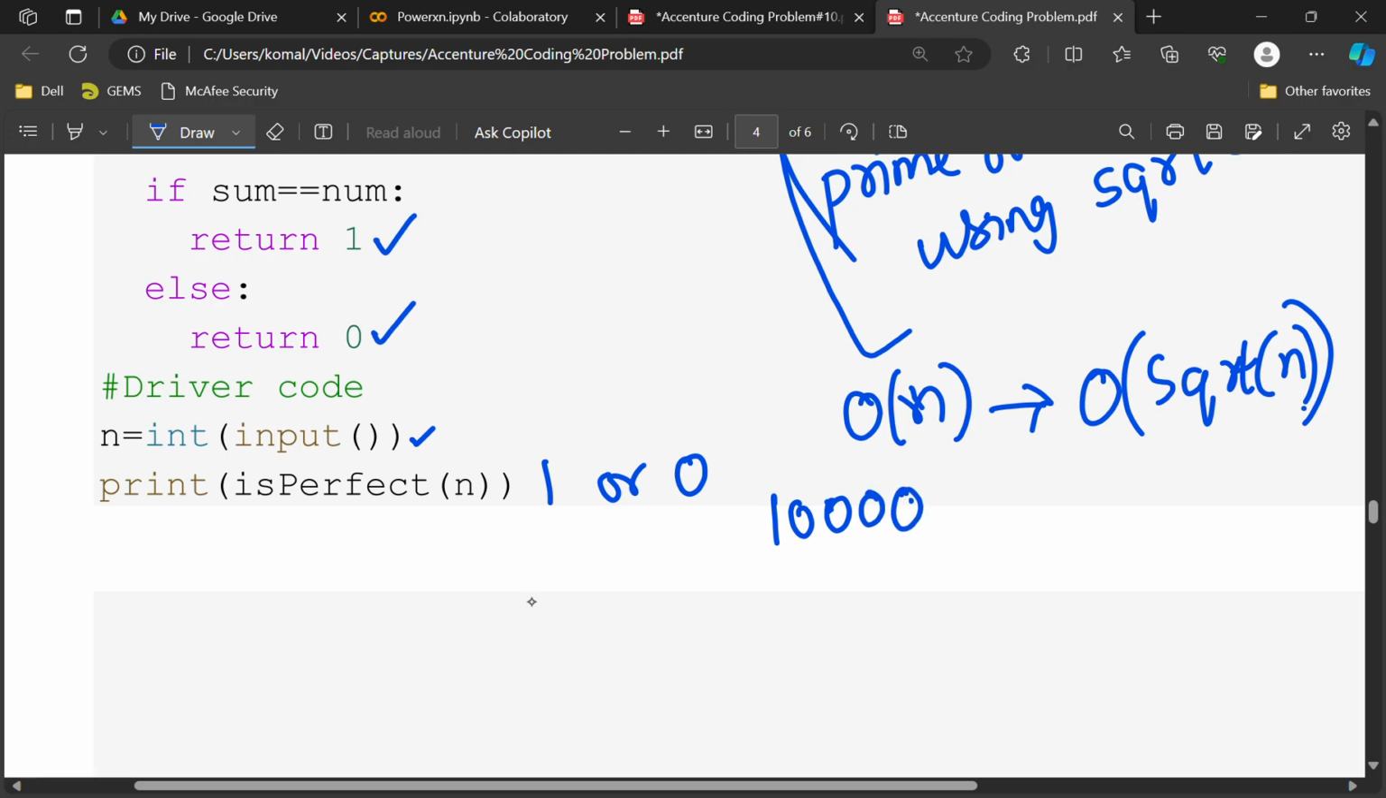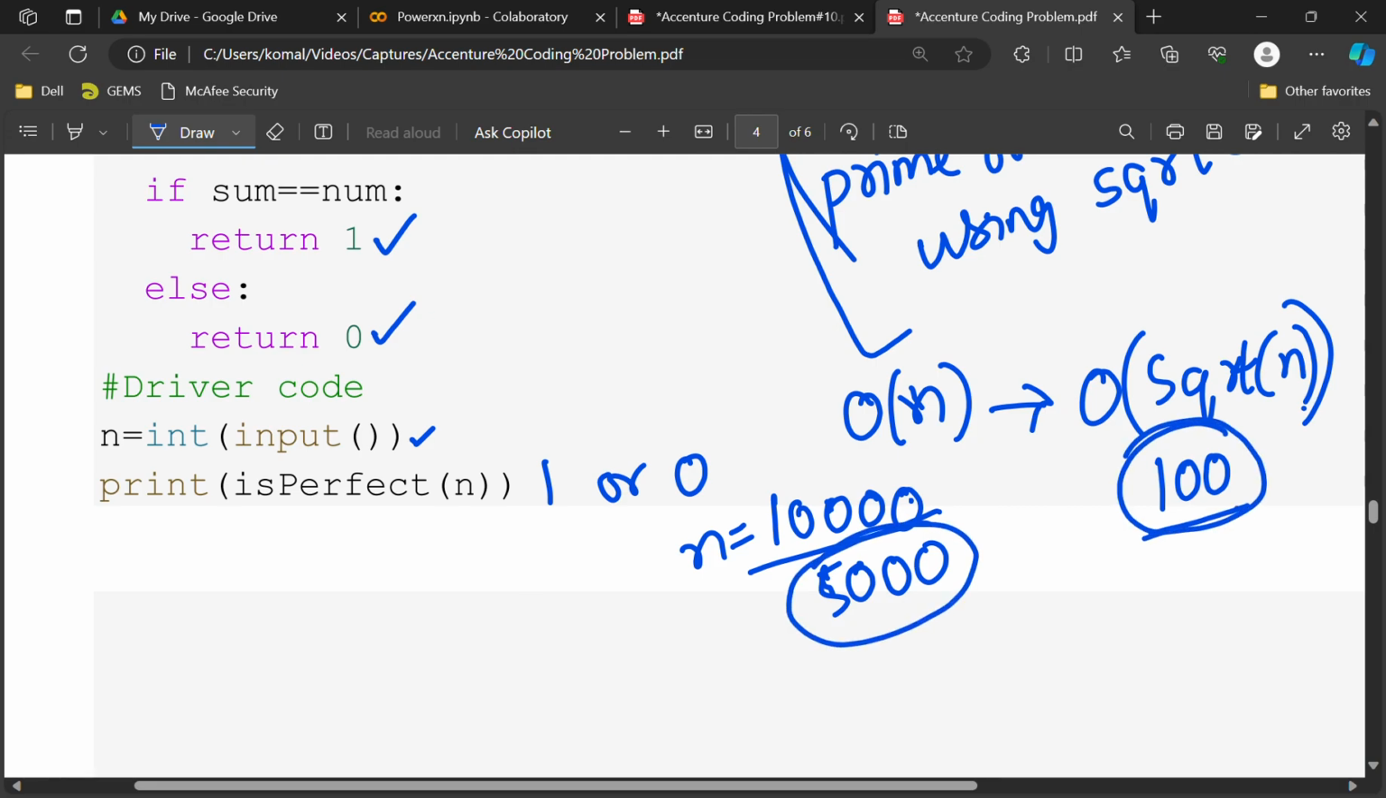The square root of 10,000 is 100. Even though in our direct approach you reduce the number of iterations, it will still remain at 5,000 iterations for n equal to 10,000. And our square root method, the efficient method, will stop at 100 iterations. Now please tell me which is best here. So if n is a bigger value, you must apply this square root method.